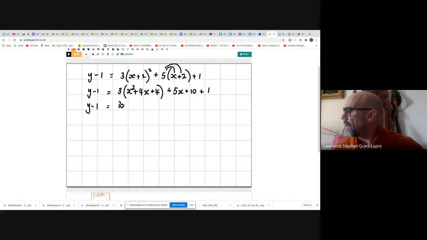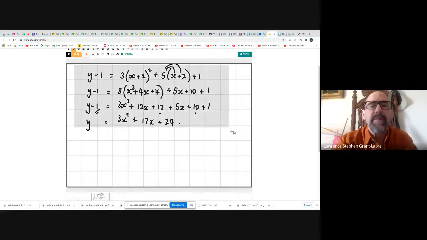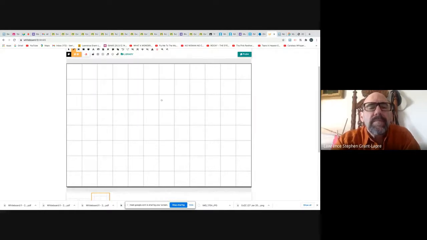3x squared, 12x, 12, 5x, 10, y equals 3x squared, 17x, plus 12, plus 10, plus 22, plus 1, 23, plus 1. When you bring that across, 24. Okay. Just a bit of algebra. Okay.